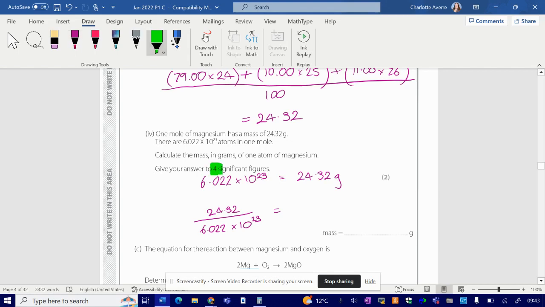Okay, it says give your answer to 4 significant figures. Now, the answer that you get is in standard form. The standard form part, the times 10 to the power of minus 23, is not included in your significant figures. So we want it to be 4 digits before we get to the times 10 to the power of minus 23, which gives me an answer of 4.039 times 10 to the power of minus 23.